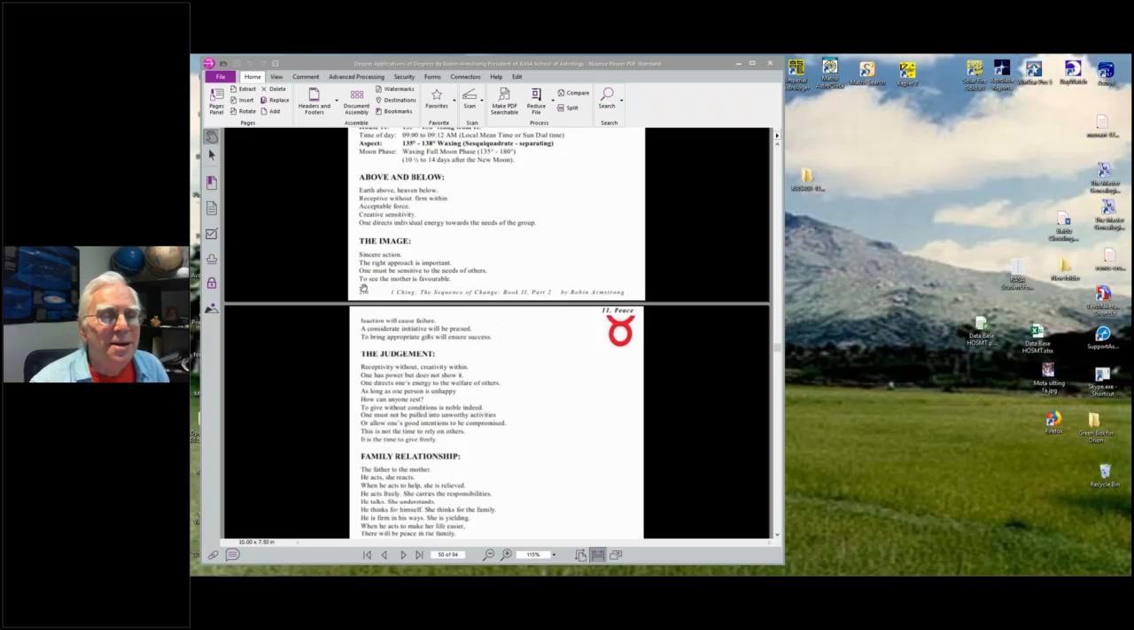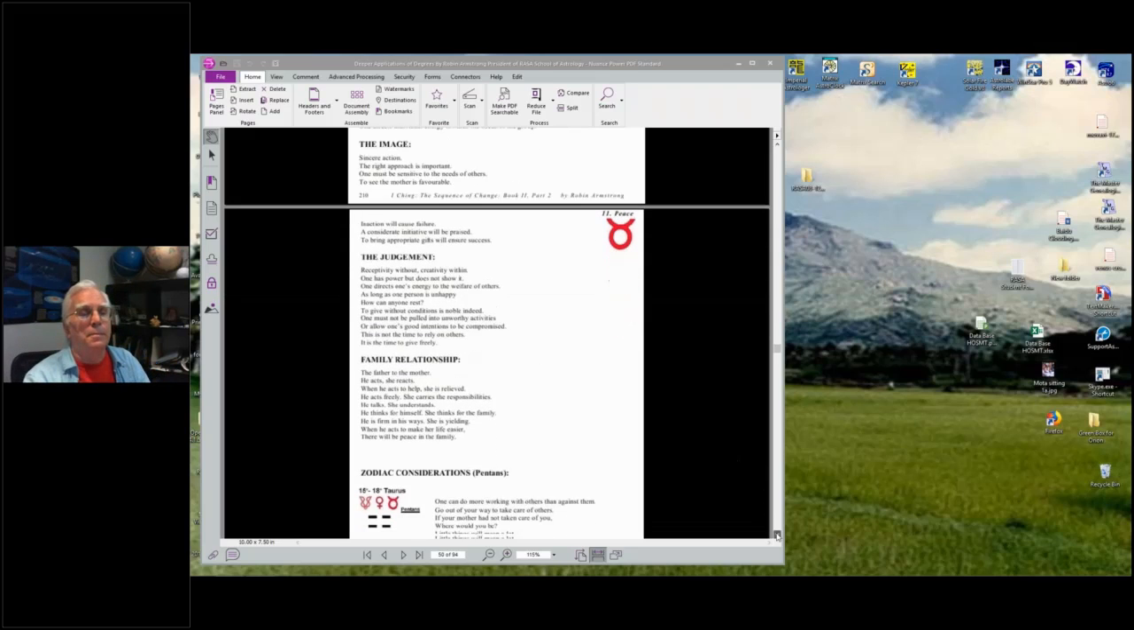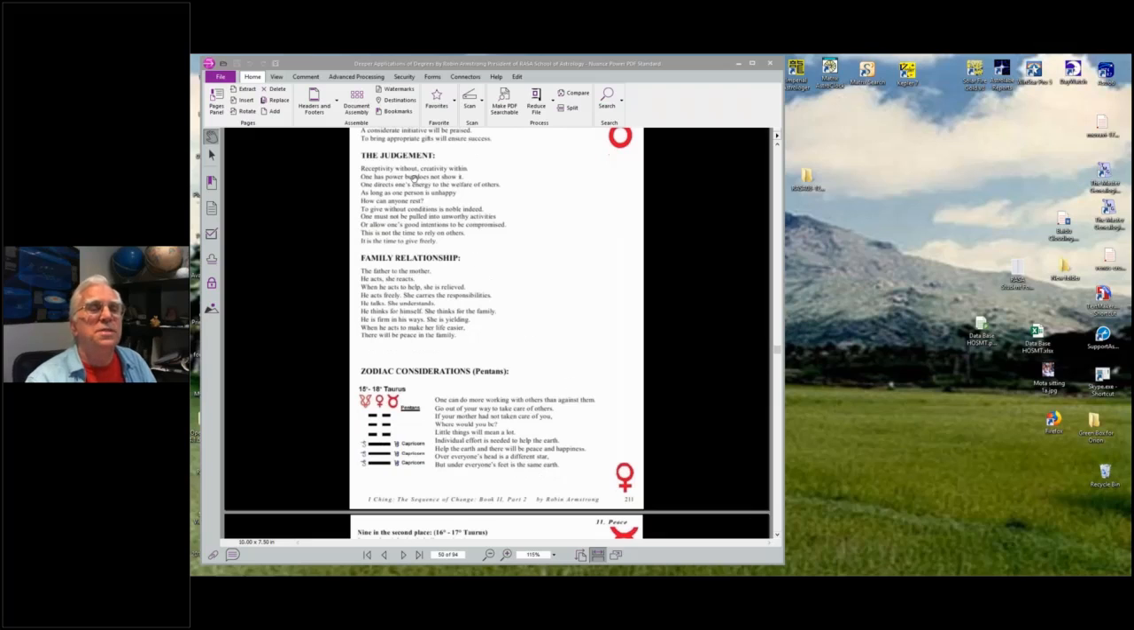Well, I like "to see the mother is favorable" because Freud had the sexual thing, but he also had the mother complex, and the sexuality and the mother complex were kind of tied into each other here. The judgment: receptivity without, creativity within. One has power but does not show it. He was always somewhat intimidating.